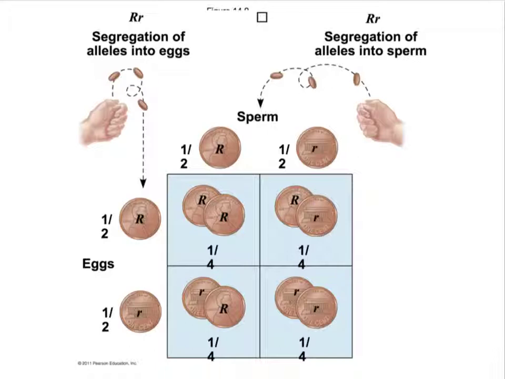The multiplication and addition rules of probability can be applied to monohybrid crosses. The multiplication rule states that the probability that 2 or more independent events will occur together is the product of their individual probabilities.